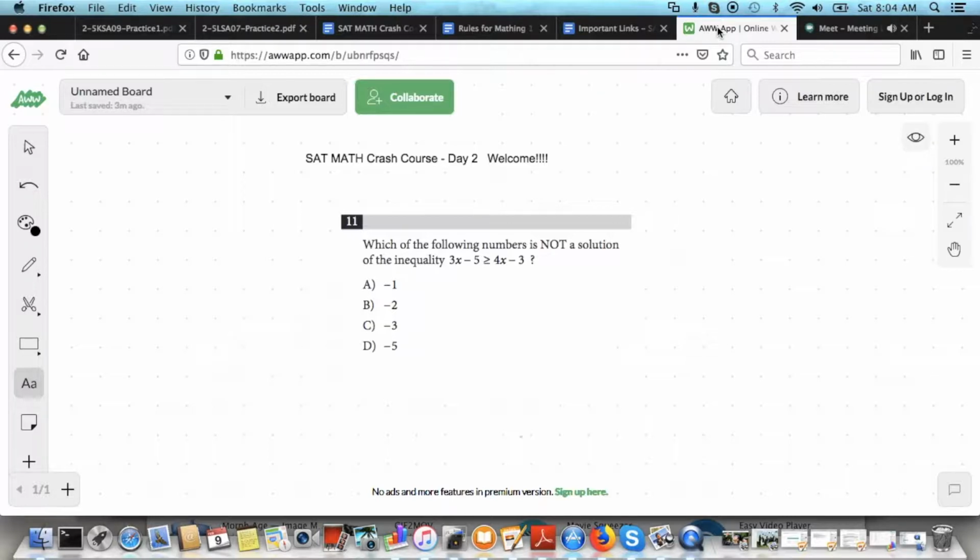And algebraically, the rule is you treat it the exact same way that you treat an equation. The only difference is if you multiply or divide by a negative, then you have to reverse the sign. That's the only difference, okay? But that still throws everybody off. So let's just solve this one by plugging in values in place of the variables, okay?